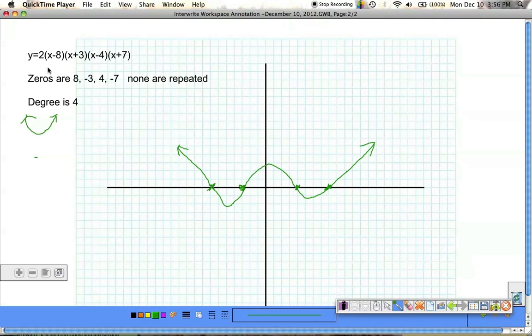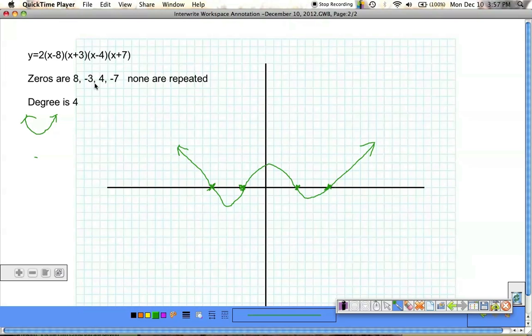So let's recap the process. You identify the degree and whether the term in front is positive or negative. This one is a degree 4 with a positive leading coefficient. Degree 4 is even, so it behaves like x squared. This is positive, so the ends behave like positive x squared.